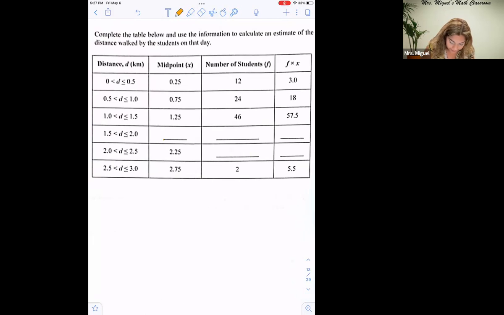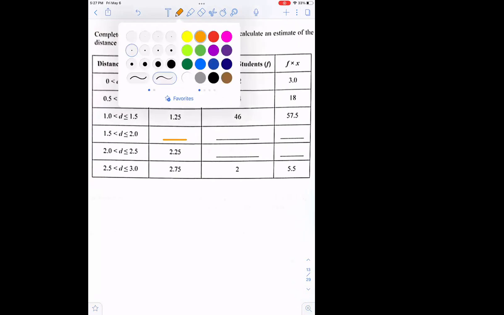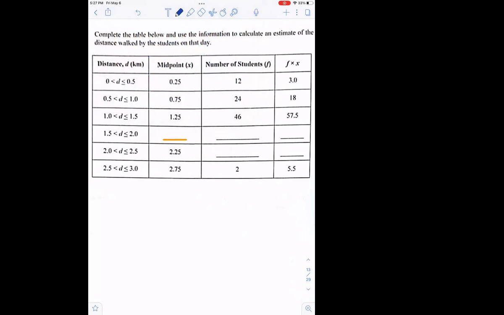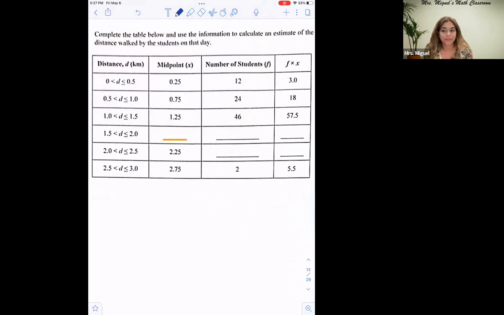How are we going to get the value of the midpoint? If you add 0.50, that is the boundaries. The midpoint is the lower class limit plus the upper class limit divided by 2. So work it out for me.